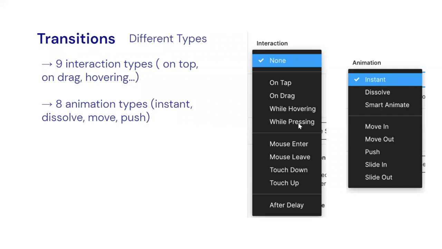You can also animate those transitions. Whether you want something to be instant after someone selects or clicks something, you can also make something dissolve, move in, move out, push, slide, etc. And Figma has a cool thing called Smart Animate, which has a bit of a learning curve to use, but it essentially helps make your designs flow in a lot easier.